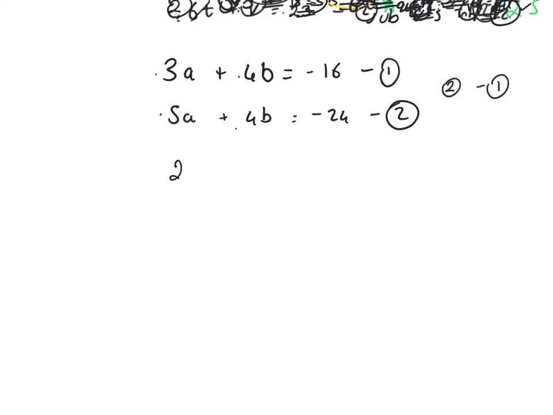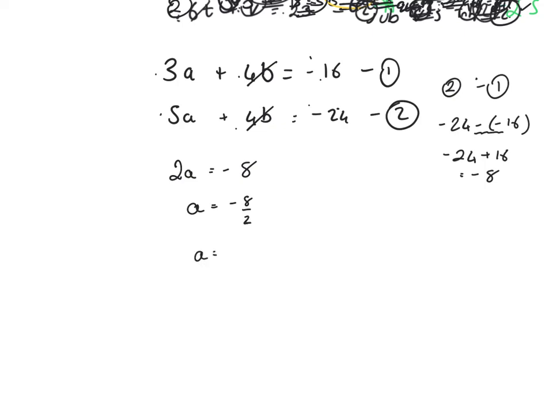5a take away 3a is 2a. 4b take away 4b cancels out. I'm then going to be really careful. I've got minus 24 and I'm going to take away minus 16. So minus 24 minus minus 16. Really take your time with that. The 2 minuses there will be a plus, so it's minus 24 plus 16, which is minus 8. I'm then going to bring the 2 down, divide. a will be equal to minus 8 over 2, and a is equal to minus 4.